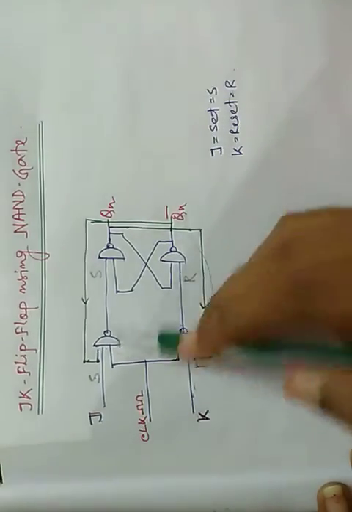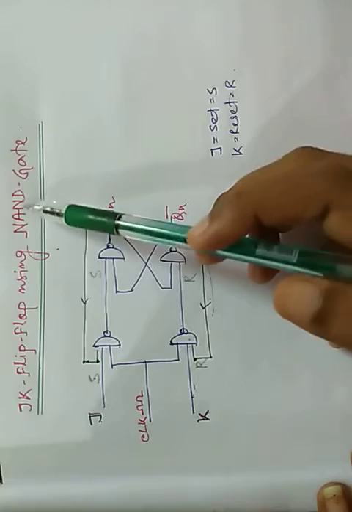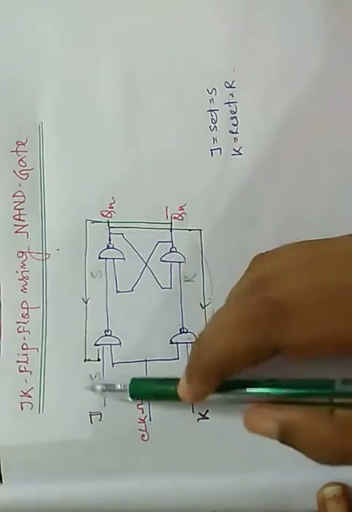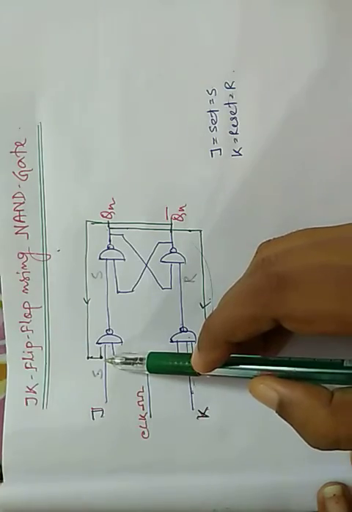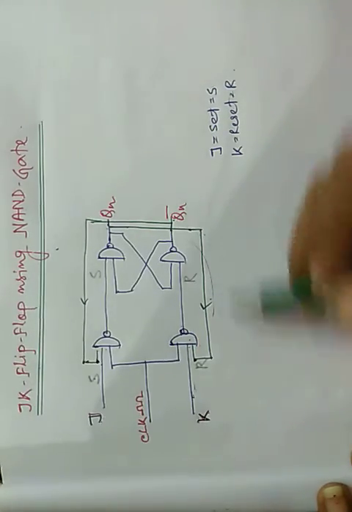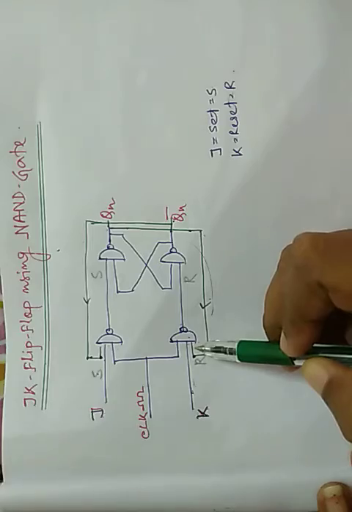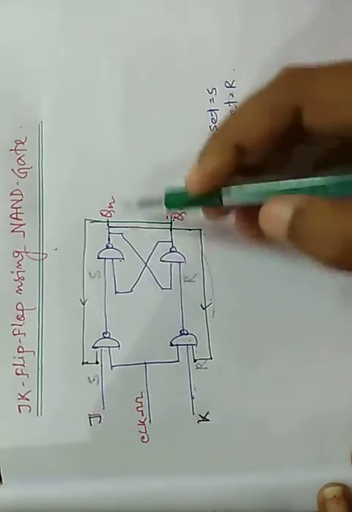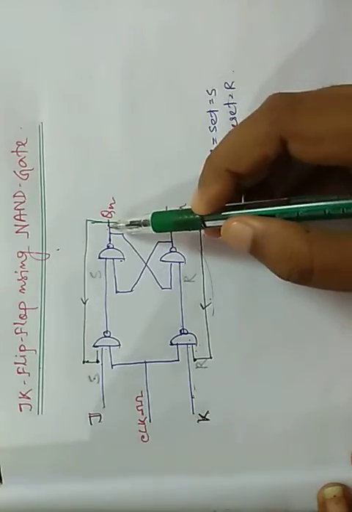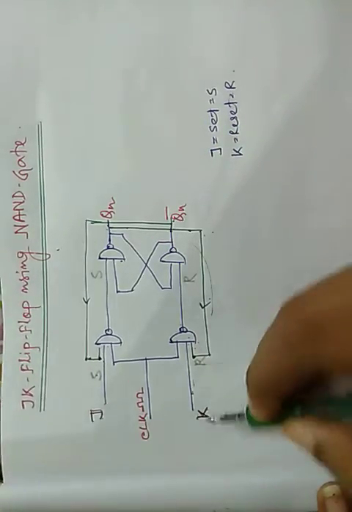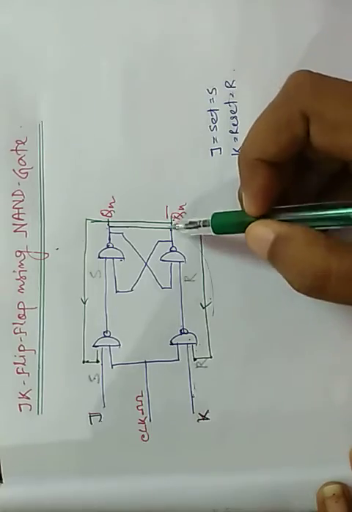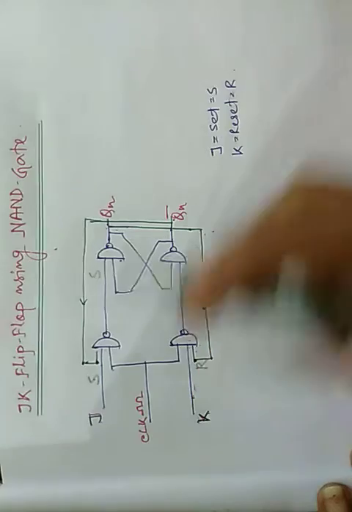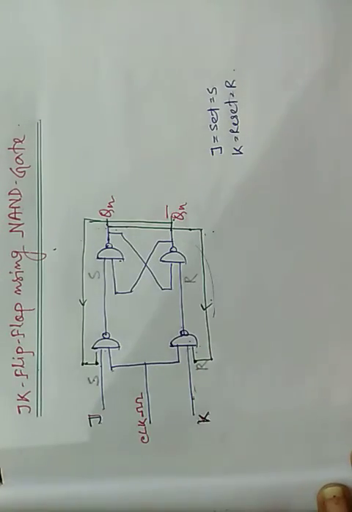Okay, whenever we are using JK flip-flop with NOR gate, the output of the upper gate goes as an input in the upper gate, and the output of the lower gate goes as an input in the lower gate. But in the NAND version of JK flip-flop, the output Qn is fed as an input to K, and the output Qn bar goes as an input in the upper gate with J. Okay.